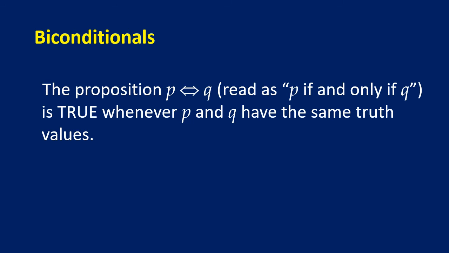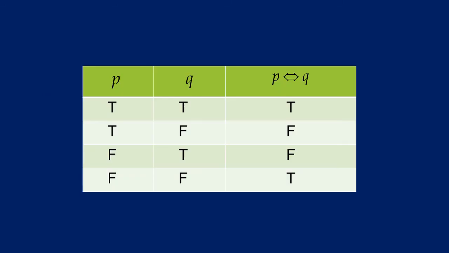Let's now go to biconditionals. We will go back to the contrapositive later when we talk about tautologies. For now, we'll go to biconditionals. What are biconditionals? It's read as P if and only if Q. It is true whenever they have the same truth values. If you look at the truth table here, it will only be true if they have the same truth values. Here it's true because both P and Q are true. It is true here because they both have the same truth value, F. For the rest, it will be false. Remember that, it will be true if they have the same truth values. Okay.